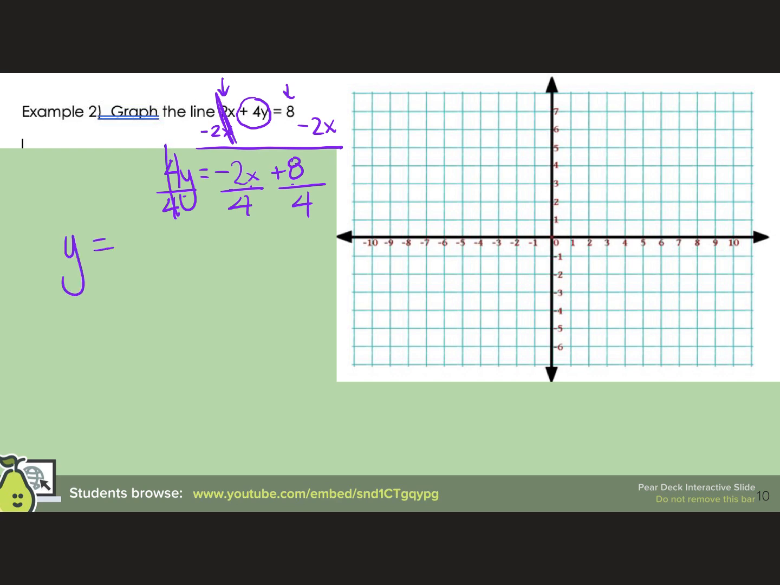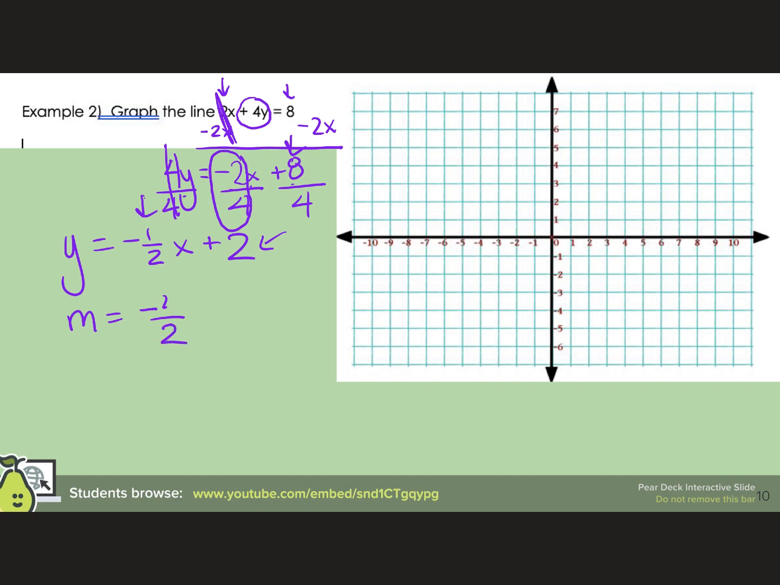So now I have y equals, and I'm going to separate the fraction. It's negative. 2 over 4 is the same as 1/2. And then the x. 8 divided by 4 is 2, and it's positive, okay? So here's my equation. Now you need to find what's the m, what's the b, right? mx plus b. So my m, my slope, is negative 1 over 2.